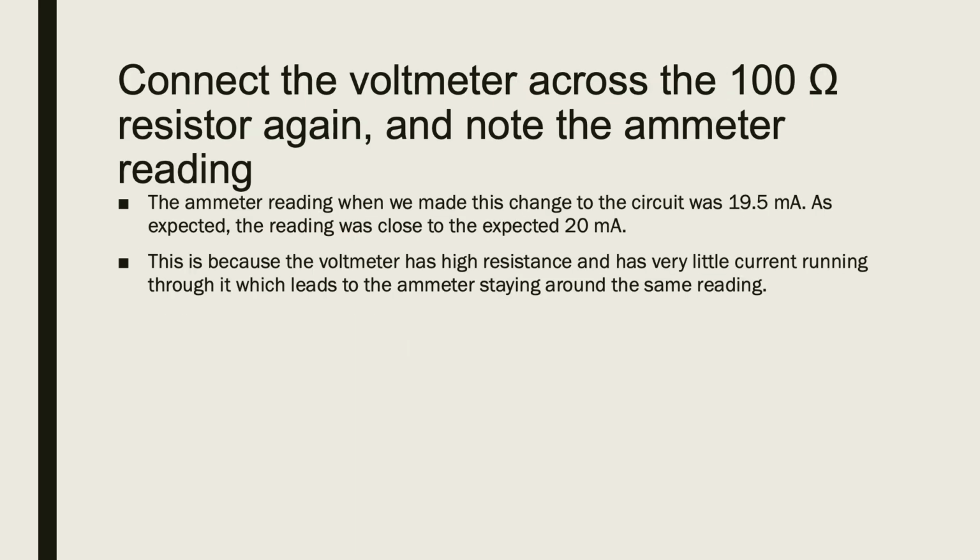Then we connected the voltmeter across the 100 ohm resistor again and noted the ammeter reading. The ammeter reading when we made this change to the circuit was 19.5 milliamps. As expected, the reading was close to the expected 20 milliamps. This is because the voltmeter has a high resistance and has very little current running through it, which leads to the ammeter staying around the same reading.